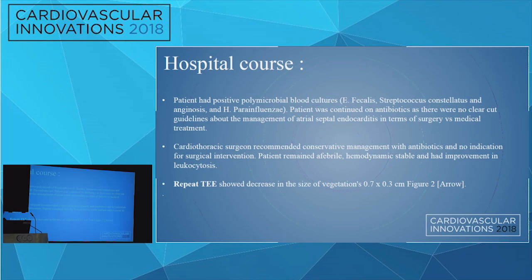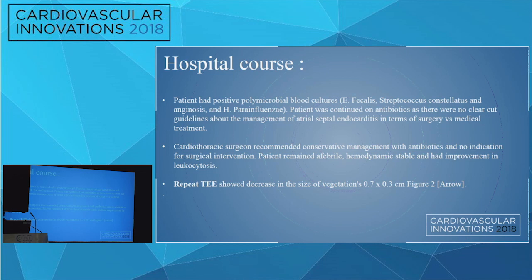He had positive polymicrobial blood cultures: E. faecalis and Streptococcus parainfluenzae. He was continued on antibiotics because we don't have any clear-cut guidelines on the management of atrial septal endocarditis in patients who do not have an ASD or PFO. For the rest of endocarditis, there are criteria such as vegetation more than 1 centimeter, fungal vegetation, or perivalvular abscess, but in this case, the decision regarding the further management approach was complex.